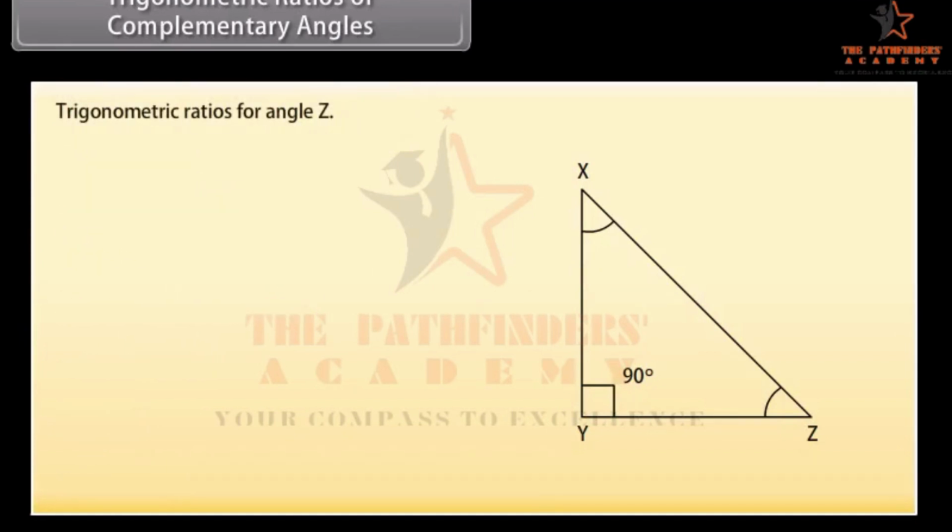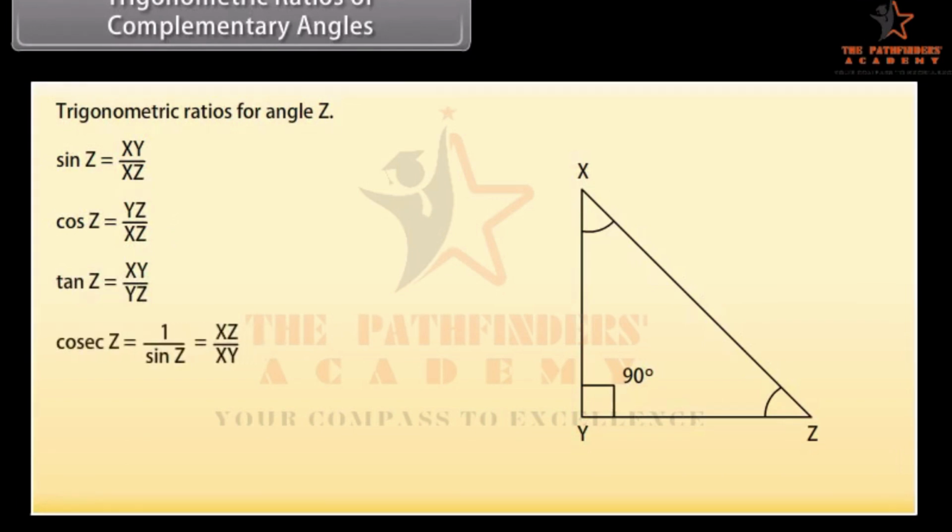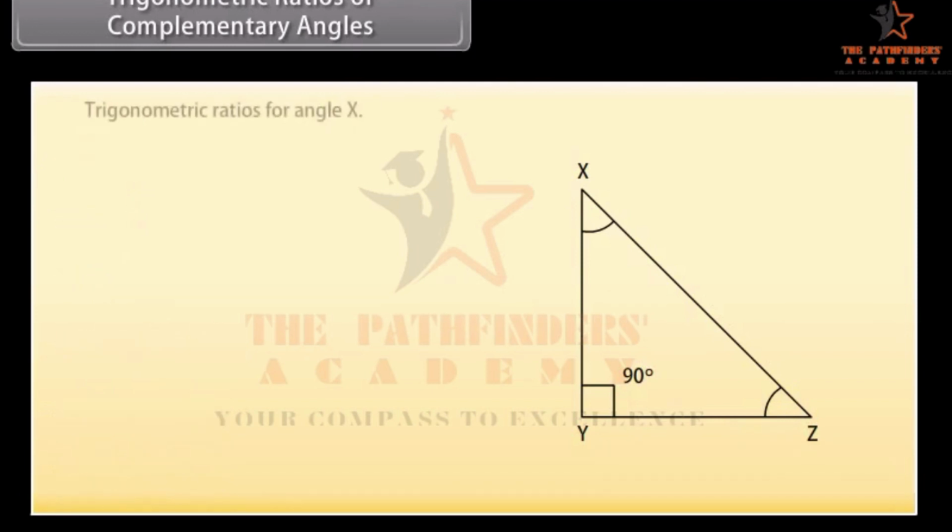Let us first list the trigonometric ratios of angle Z. Sin Z is equal to XY upon XZ. Cos Z is equal to YZ upon XZ. Tan Z is equal to XY upon YZ. Cosec Z is equal to 1 upon sin Z equals XZ upon XY. Sec Z is equal to 1 upon cos Z equals XZ upon YZ. Cot Z is equal to 1 upon tan Z equals YZ upon XY. Let us now list the trigonometric ratios of angle X.